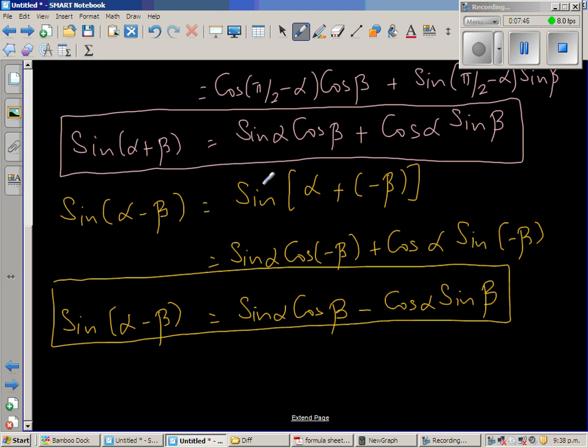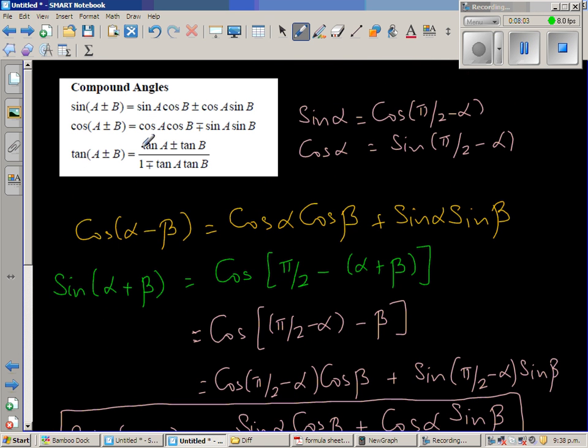And sine alpha plus beta is sine alpha cos beta plus cos alpha sine beta. If you look at these two forms, the only difference is the sign in between. If it is plus here, you put a plus there, and if it's a minus here, you put a minus. In the next video, I will prove for tan alpha plus beta and tan alpha minus beta.